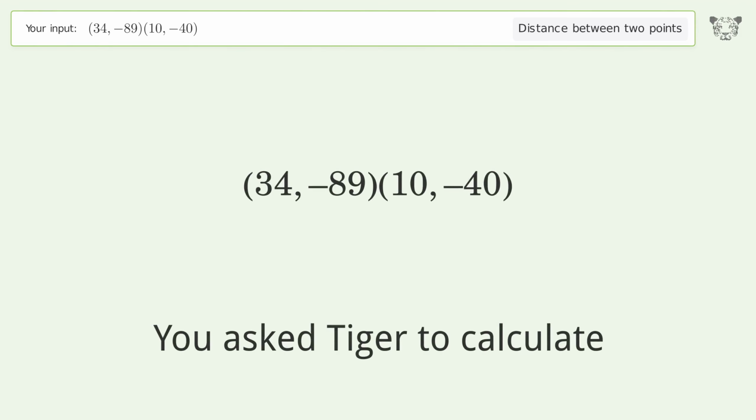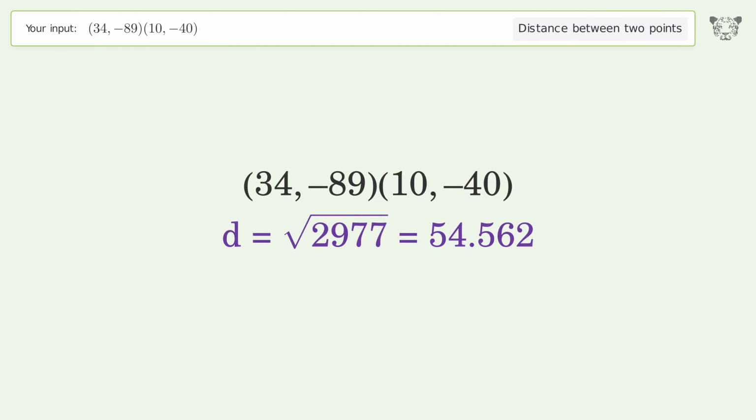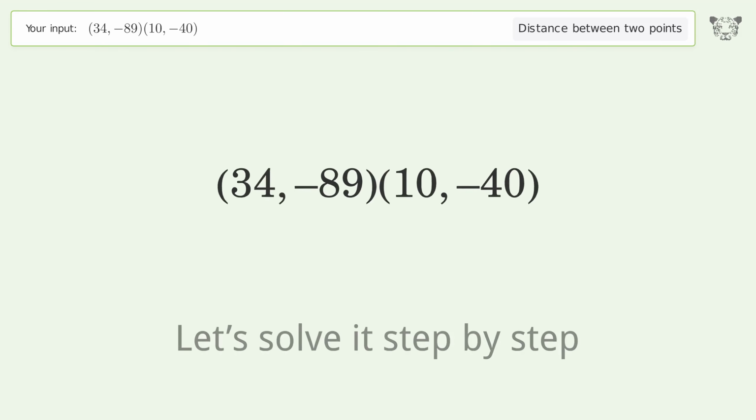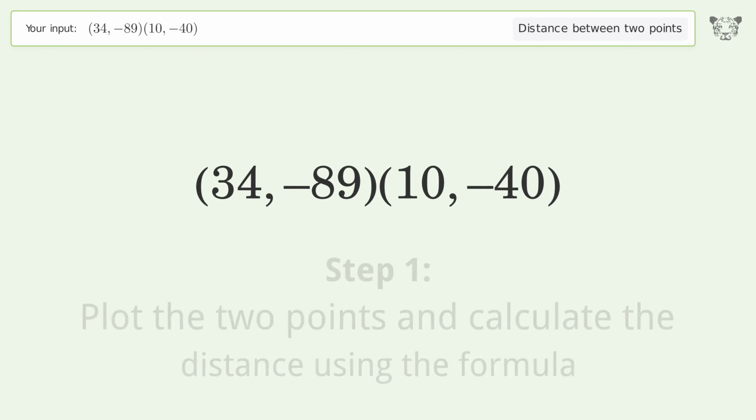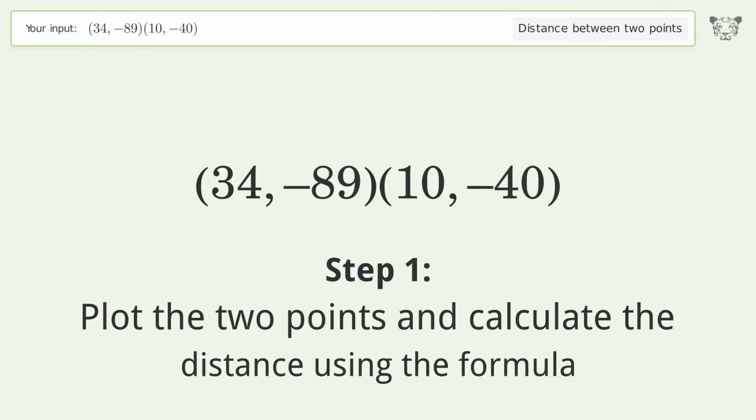You ask Tiger to calculate. This deals with the distance between 2 points. The distance between the 2 points is the square root of 2,977, or 54.562. Let's solve it step by step. Plot the 2 points and calculate the distance using the formula.